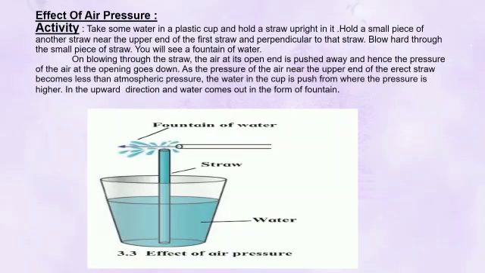Now let's do the other activity. Take some water in a plastic cup and hold a straw upright in it. Hold a small piece of another straw near the upper end of the first straw and perpendicular to that straw. Now blow hard through the small piece of straw. You will see a fountain of water.